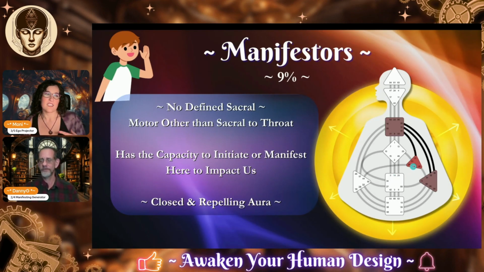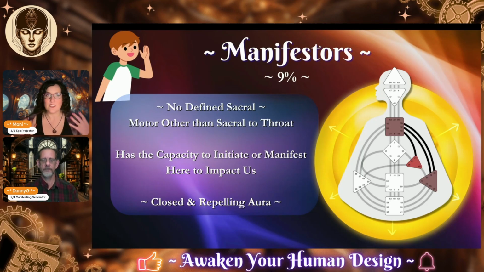So in our example here, we have the will to the throat or the solar plexus to the throat. These are our three main manifestor channels. But if the root center down here, this is also a motor, if it made its way up to the throat, that could also be another configuration therein. Manifestors have the capacity to initiate or manifest, and they're here to impact us.